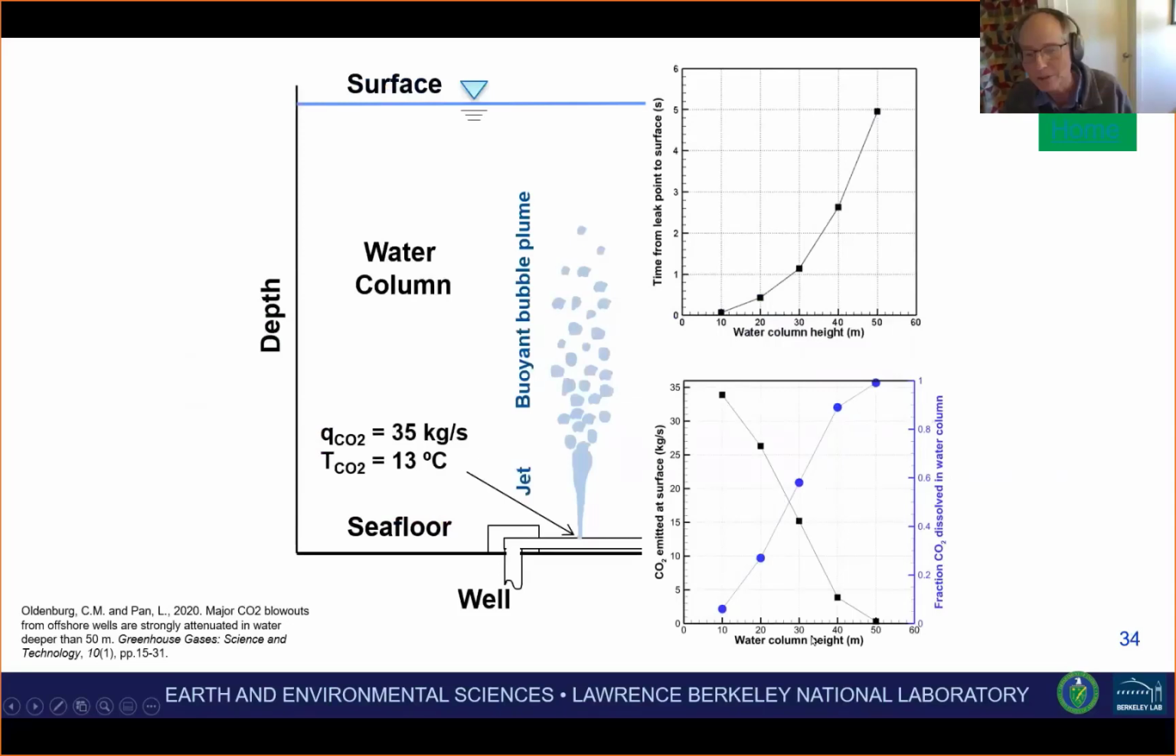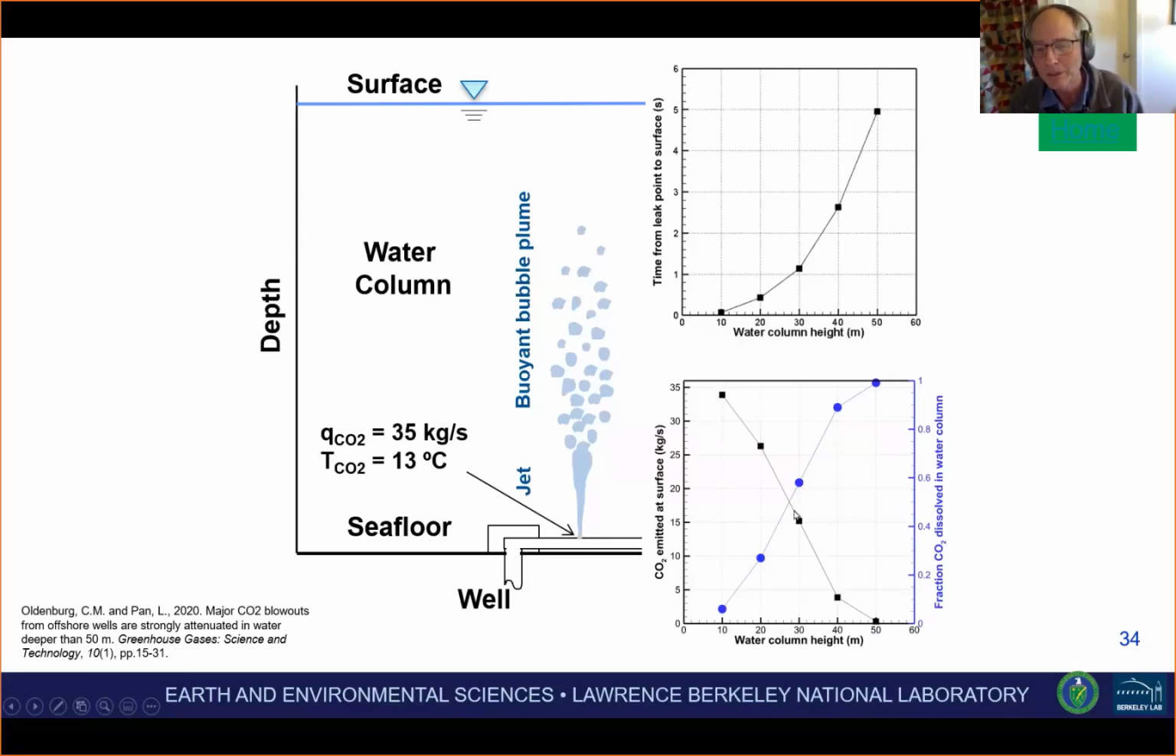So let's look first at this lower figure. We've got the CO2 emitted at the sea surface as a function of water column height. So again, I did the 50, 40, 30, 20, and 10-meter deep water column cases. And what this is showing is that for a 10-meter water column height, just about all of the CO2 that exits out of this hole in the pipe, as calculated by T2Well, also exits out the sea surface. Okay, there's very little absorption or dissolution of the CO2 in this 10-meter deep water column.